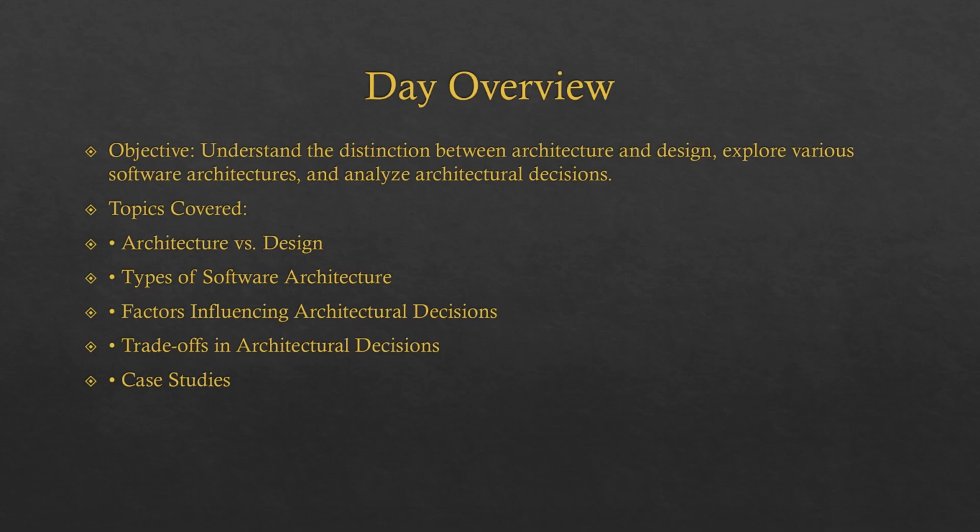Today, our goal is to build a foundational understanding of software architecture. We will explore the distinction between architecture and design, different types of software architectures, and how to make informed architectural decisions. By the end of this session, we will also see some real-world applications and understand the trade-offs involved in architectural choices.